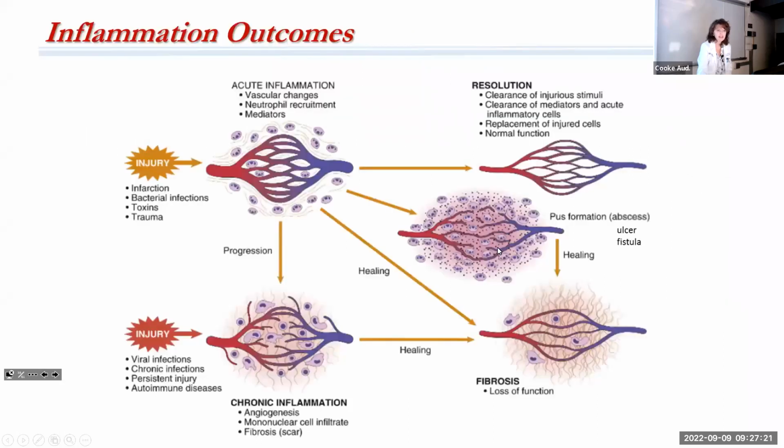You saw this slide yesterday towards the end of the lecture. We were talking about the inflammation outcomes, and I told you acute inflammation can evolve into complete resolution with restoration of normal function or very little loss of function, or development of an abscess, which heals usually with fibrosis, or healing directly with fibrosis if there's a large defect, or in cases of protracted inflammation, it can progress into what we call chronic inflammation.